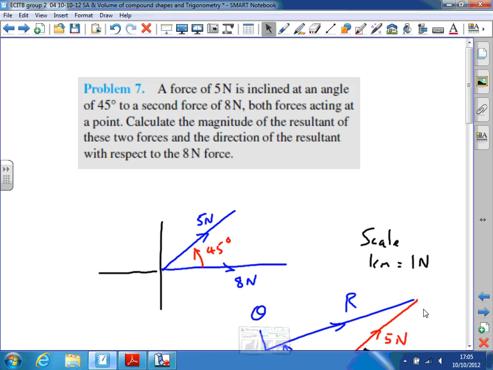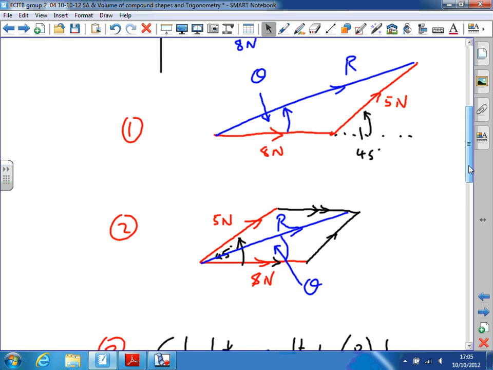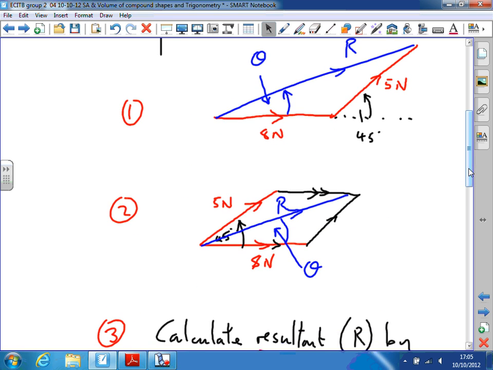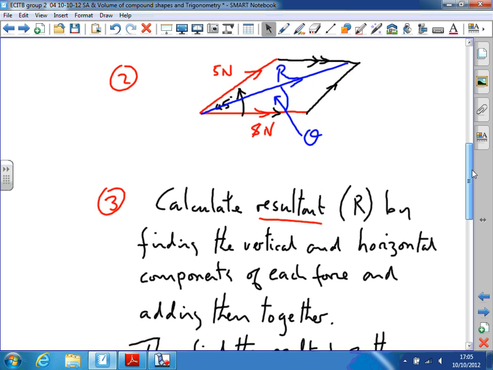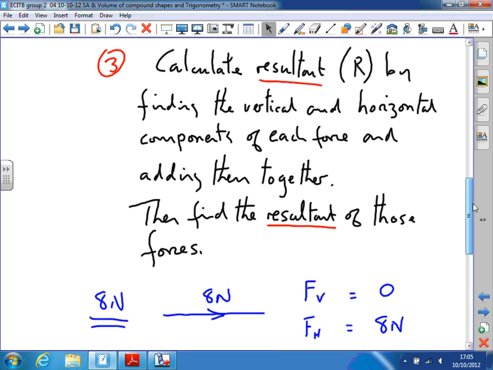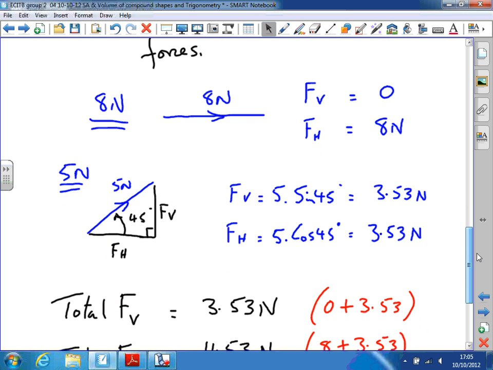So to recap, back to the original question, we want to find the resultant of the 5 and the 8 Newton forces, measuring the angle with respect to the 8 Newton force. There are 3 ways to do it: 2 construction techniques where you might do it to scale, and the third method is to calculate it by finding the vertical and horizontal components of each one. So we've done that here.